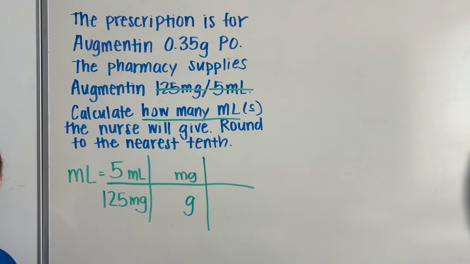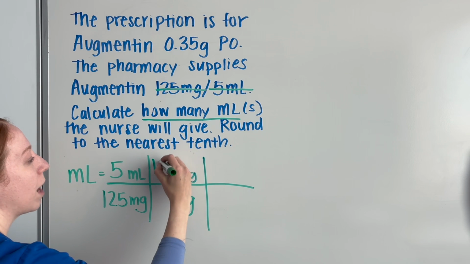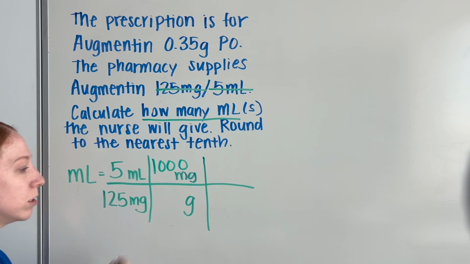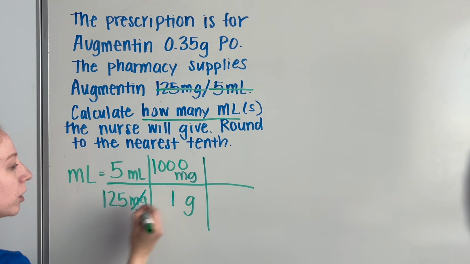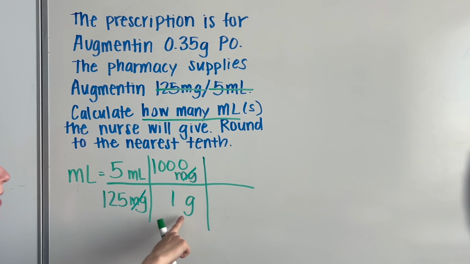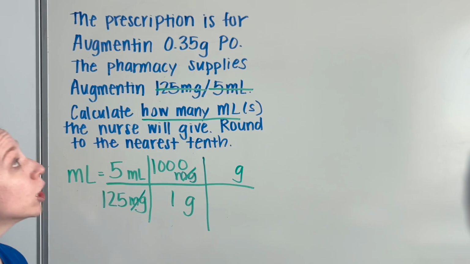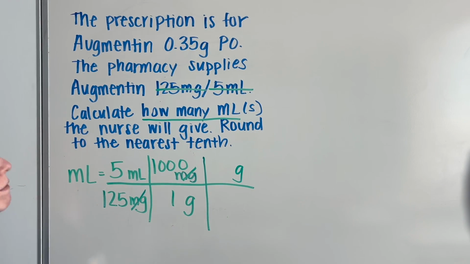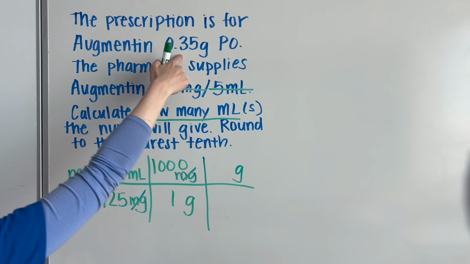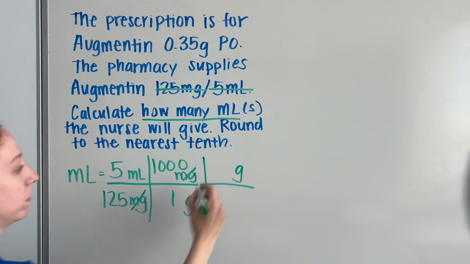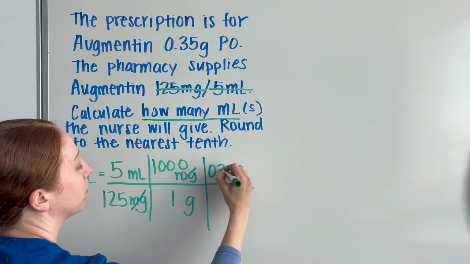These are things you just kind of have to memorize and know. For this problem, we know 1,000 milligrams is equivalent to 1 gram. So that's what I'm gonna fill in right there. Now my milligrams have canceled out, but I still have gram at the bottom. So I need to put gram at the top. Now I'm gonna go back to my problem and find where I have a gram value. Right here, 0.35. So that's what I'm gonna fill in.